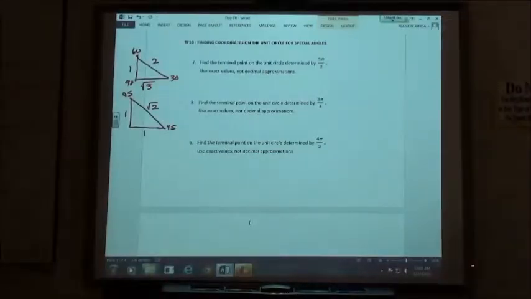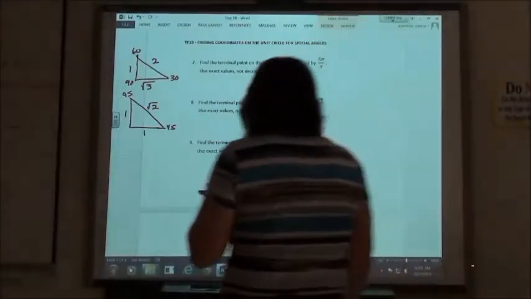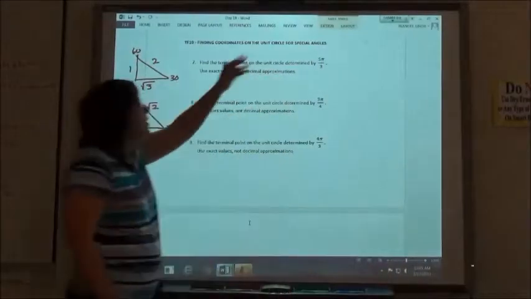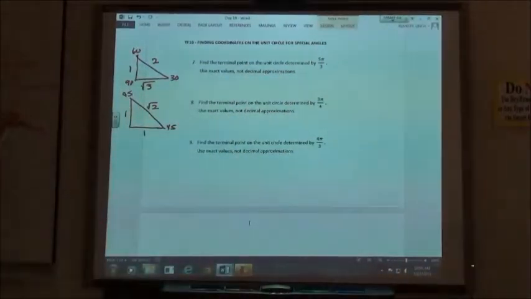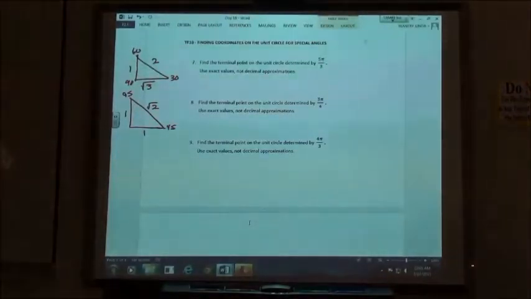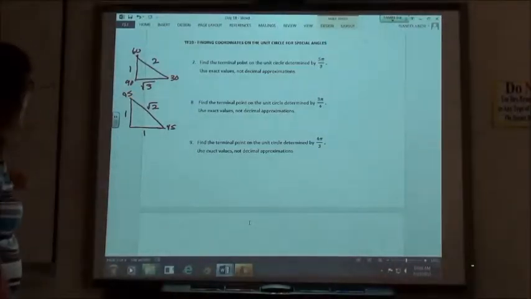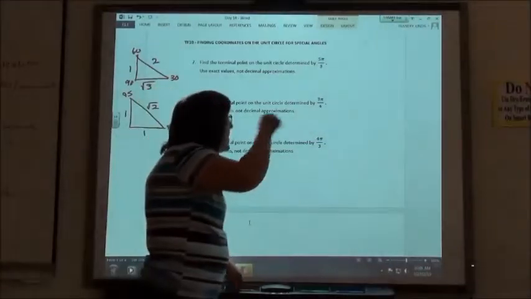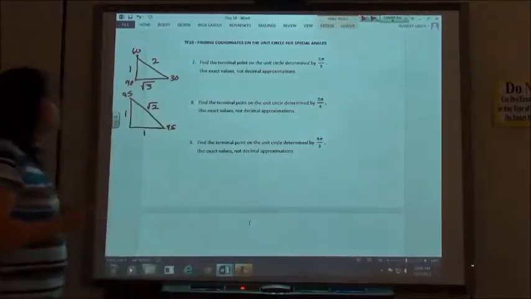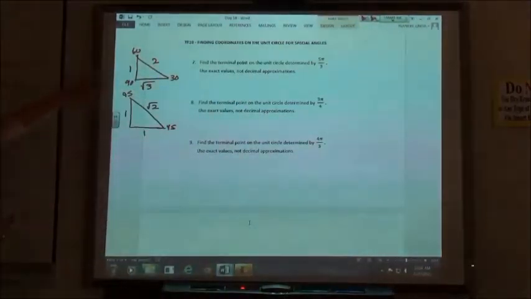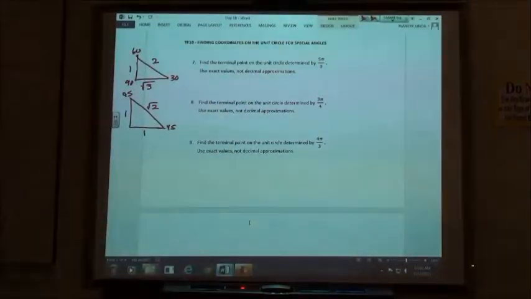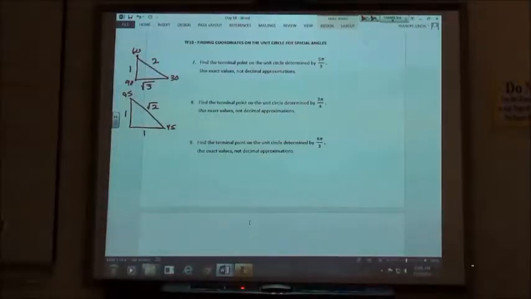All right, the next ones are our special angles that we have. When we were talking about the radian measures, we were either talking about 30, 60, 90 degree angles, or 45, 45, 90 degree angles. So when we looked at our unit circle and we were plotting them in radians, one of these triangles is going to become our reference triangle on our circle.